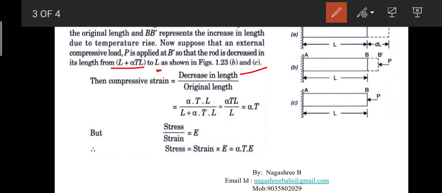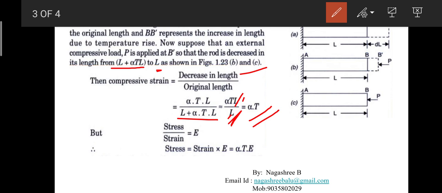This is divided by the original length, meaning the length for free expansion, that is L plus alpha TL. So it is equal to alpha TL divided by L plus alpha TL. Here L plus alpha TL is approximated to L, because the value of alpha TL is very small. So the L terms cancel, and the remaining is alpha times T.